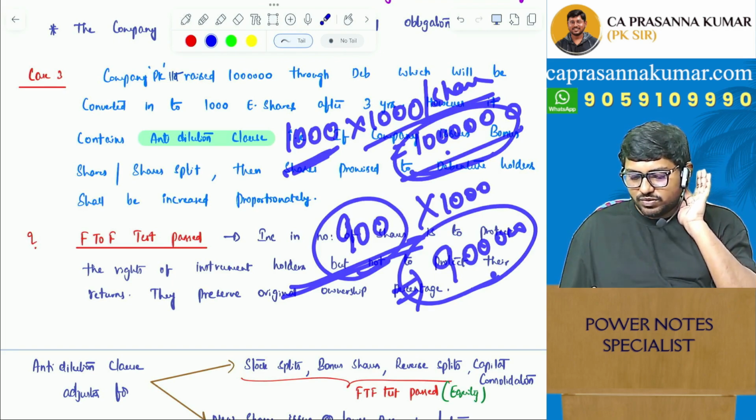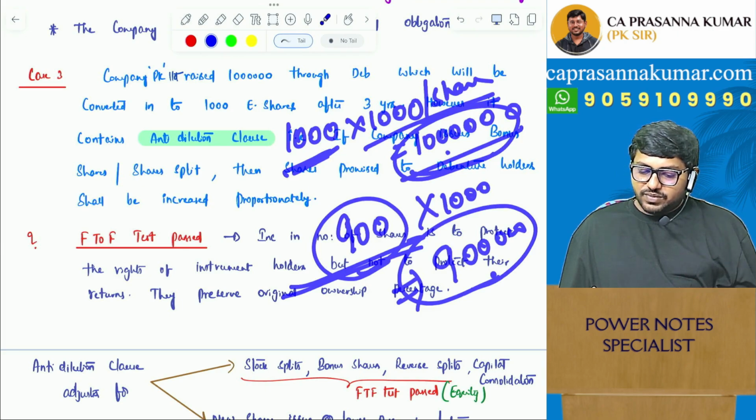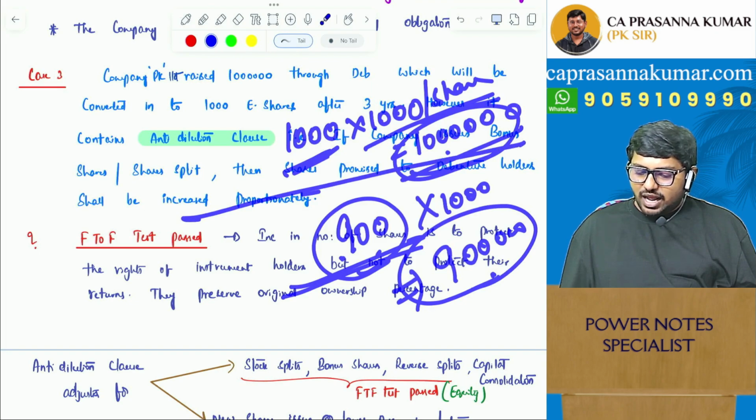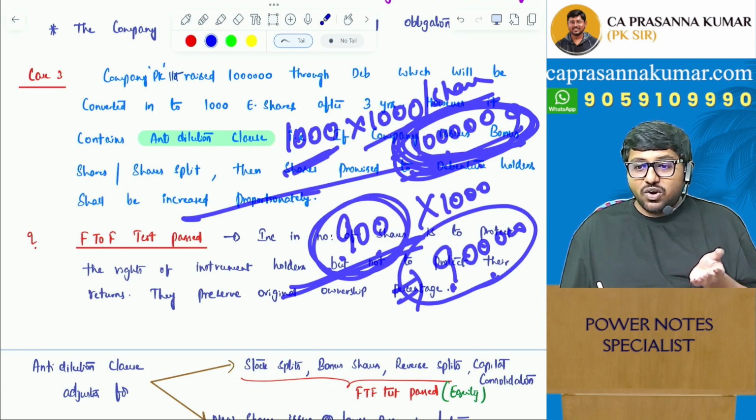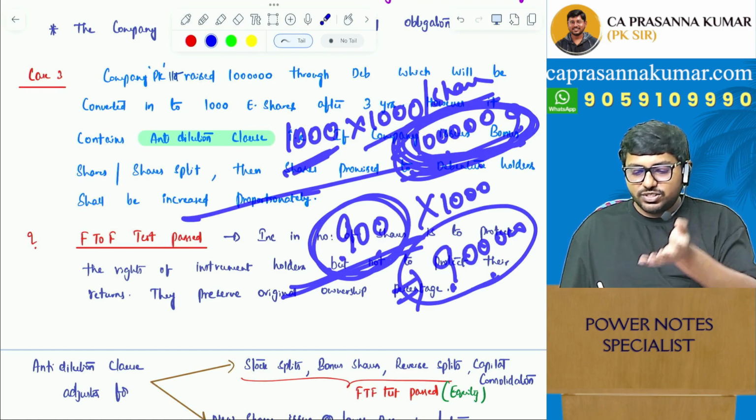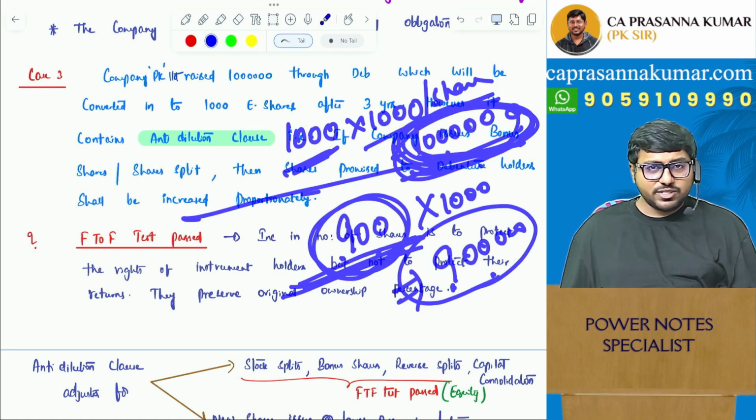Now see what's happening over here. Sir, this is a different kind of anti-dilution clause, okay? Where I'm saying in case the market price drops, I'll increase the number of shares in such a way that ultimately the total value I have to pay you is 10 lakhs. I'll ensure that it does not drop. So in case my market price per share drops, I'll accordingly increase the number of shares such that you still get 10 lakhs.